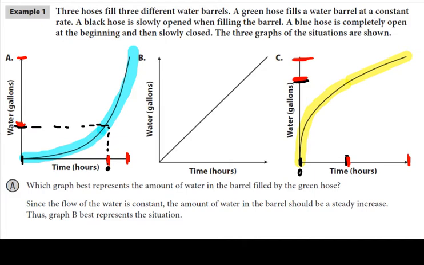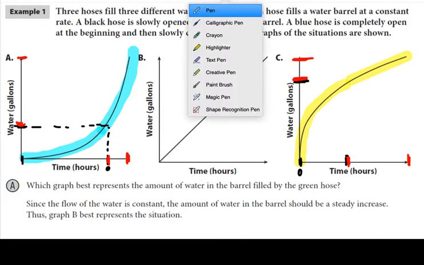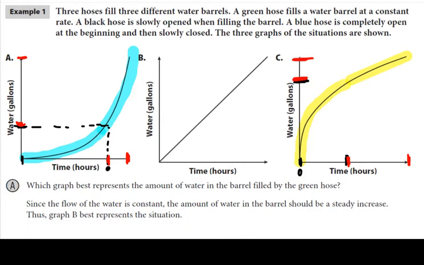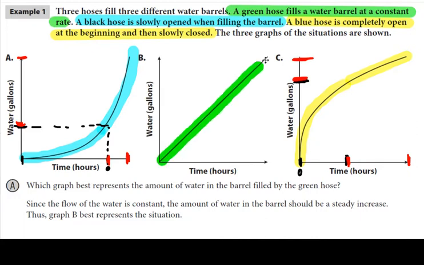So let's look at, since I've used highlighters, which one fills up quickly and then slowly. The green hose fills a water barrel at a constant rate. Well, that's not quickly and then slowly. A black hose is slowly opened when filling the barrel, and a blue hose is completely open at the beginning and then slowly closed. Well, that's the one that's going to fill up quickly in the beginning and then slowly at the end. The one that's going to fill up slowly and then quickly is the black hose. And the green hose is going to be at a constant rate, which is what we see in the middle.